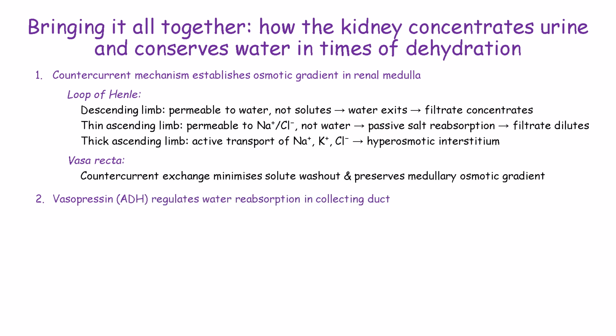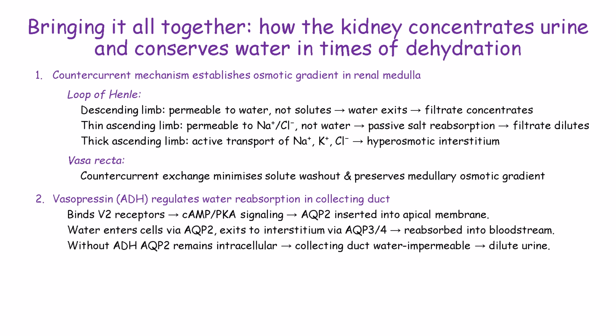Vasopressin regulates water reabsorption in the collecting duct by binding to V2 receptors, stimulating the cyclic AMP protein kinase A signalling pathway, and inserting aquaporin II into the apical membrane. As a result, water enters cells via aquaporin II, exits to the interstitium via aquaporin III and IV, and is reabsorbed into the bloodstream. Note that without vasopressin, aquaporin II remains intracellular and the collecting duct is water impermeable, resulting in a dilute urine.